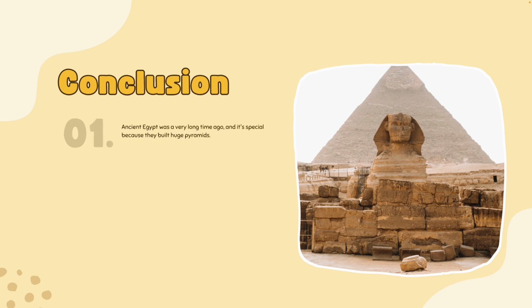Conclusion. So first of all, we see that ancient Egypt was a very, very long time ago, and it's very special because they built huge pyramids, okay? And that's the pyramid that we can see, and that's the Sphinx, yeah? And the pyramid is right up behind it. So the ancient Egyptians had a special way of writing, and they wrote with pictures, and as we saw in the example, with symbols as well. And thankfully, because of their writing, that's why we have writing today as we know it.